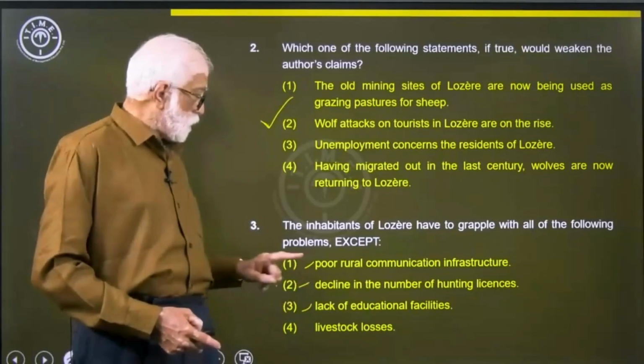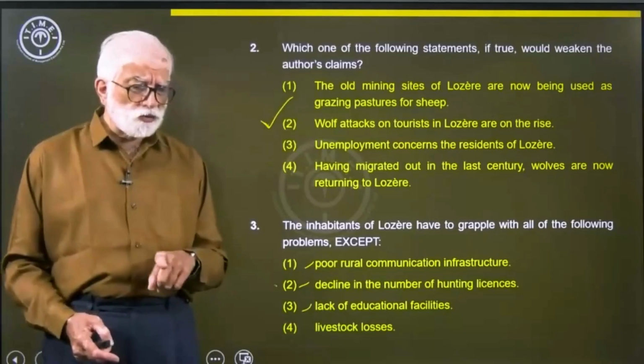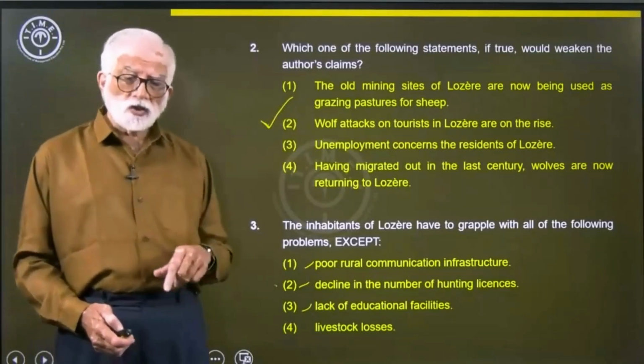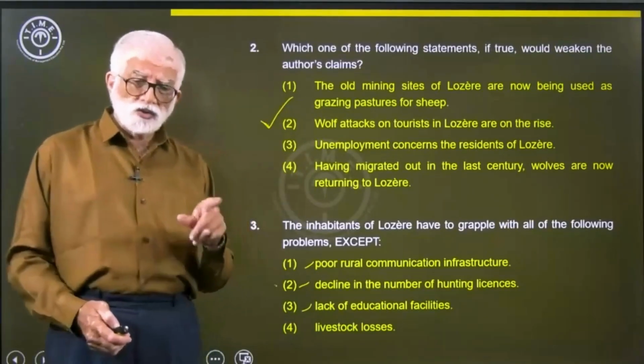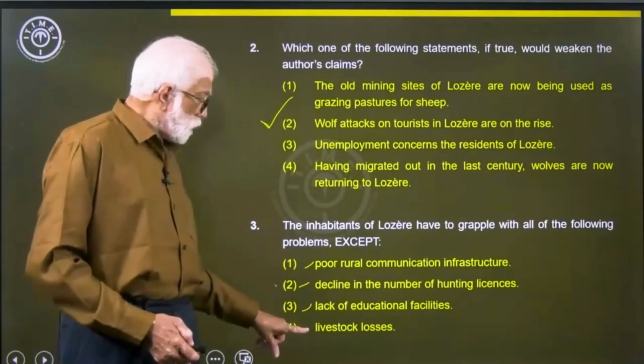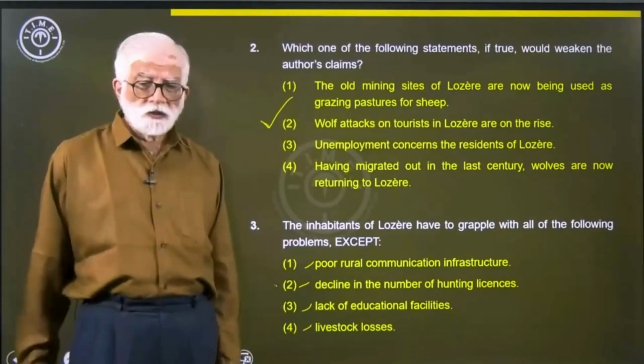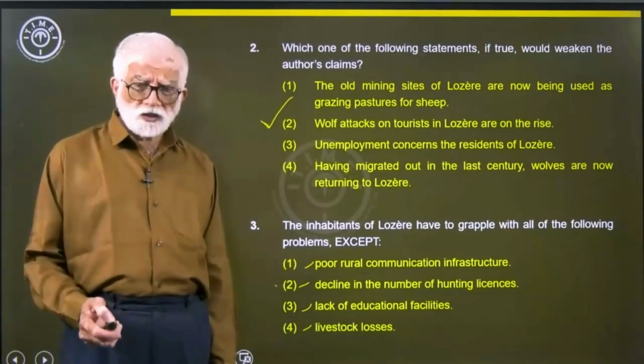And then we have lack of educational facilities, it would seem like that we need to accept that. And then we have livestock losses, which is the farmers actually losing their sheep because the wolves are coming back, we'll accept that. But then all of them seem as if they're okay. Then what's the exception? Now let's just look at each of them again.